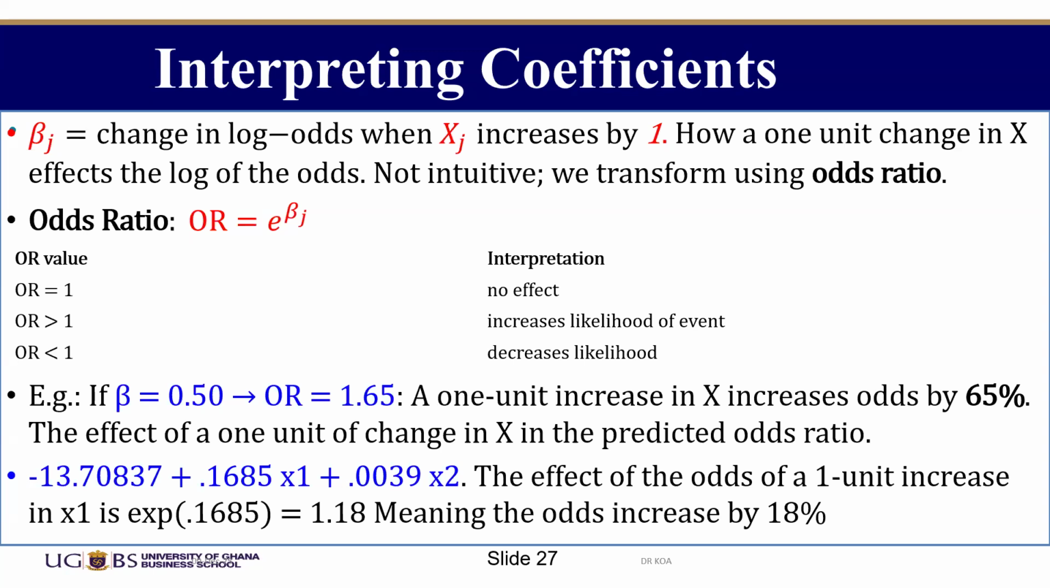So once you know the beta value, you can easily find the odds ratio. Come on, you can find the odds ratio. I just showed you the formula for finding the odds ratio once you know the beta value. So you now get the odds ratio to be 1.65.